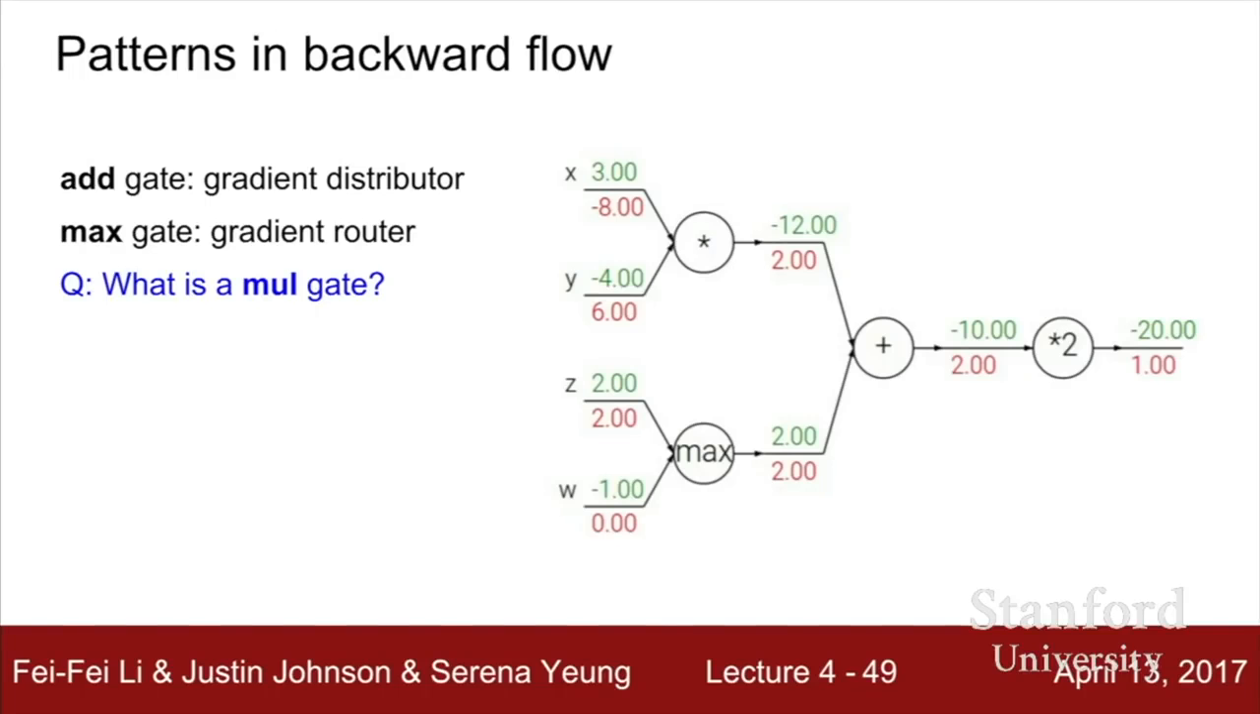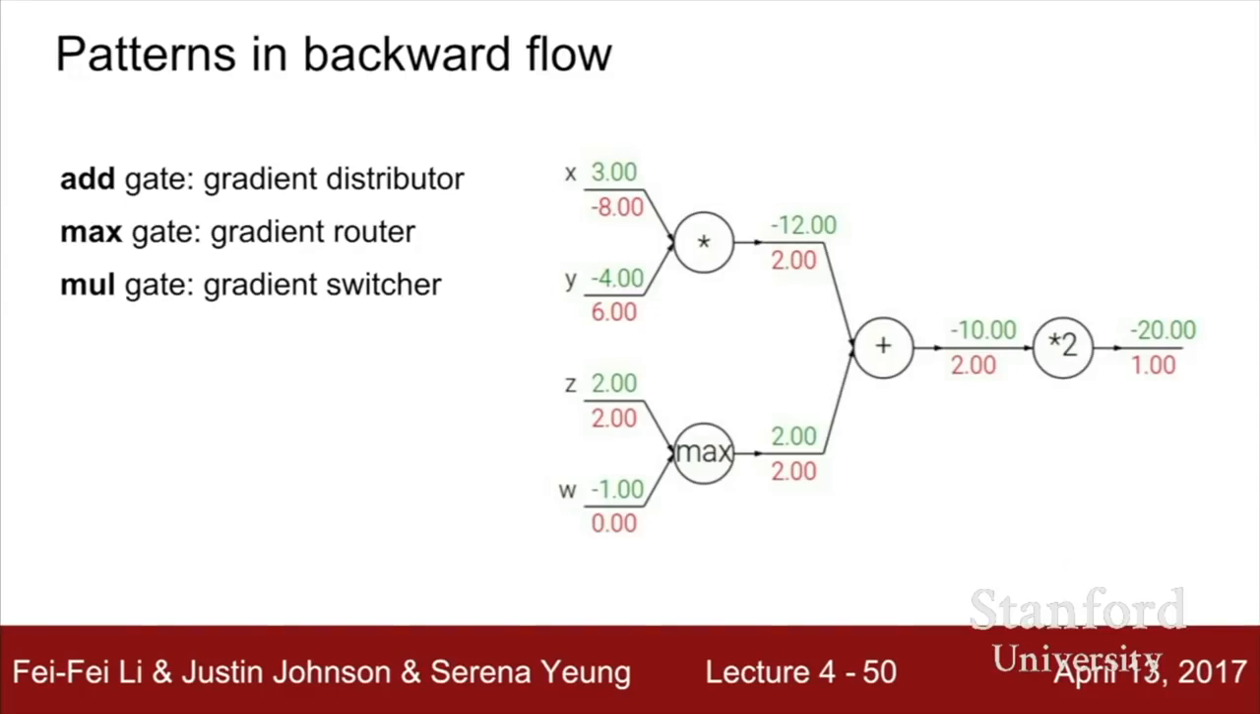Okay, and so another one, what's a multiplication gate, which we saw earlier? Is there any interpretation of this? Okay, so the answer that was given is that the local gradient is basically just the value of the other variable. Yeah, so that's exactly right. So we can think of this as a gradient switcher, and I guess a scaler, where we take the upstream gradient and we scale it by the value of the other branch.